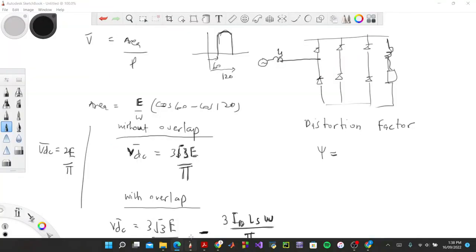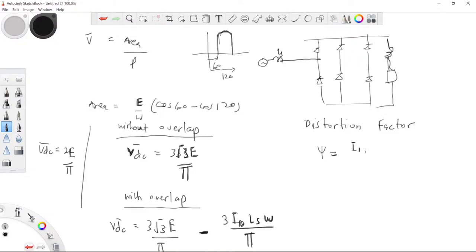So now this psi is given by the RMS of the fundamental over total RMS.